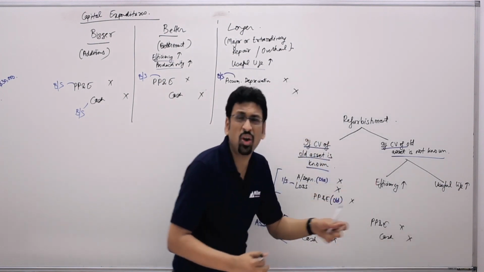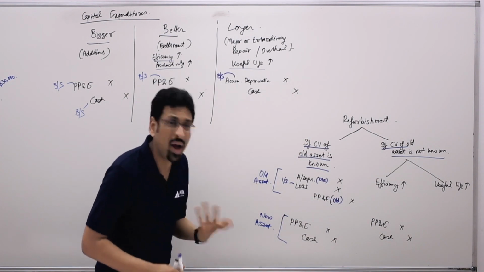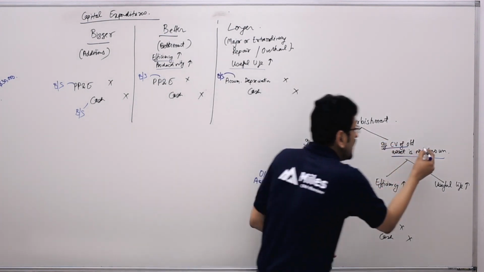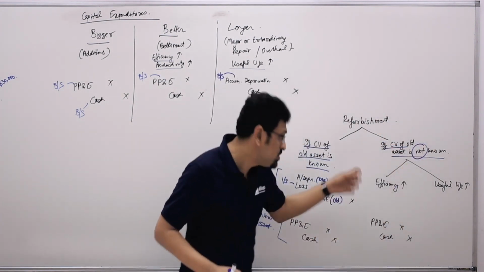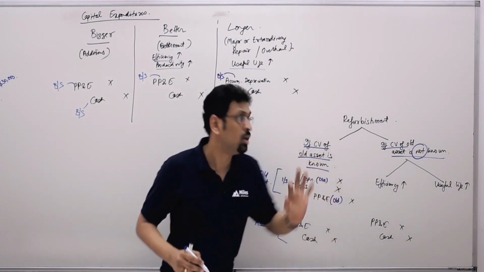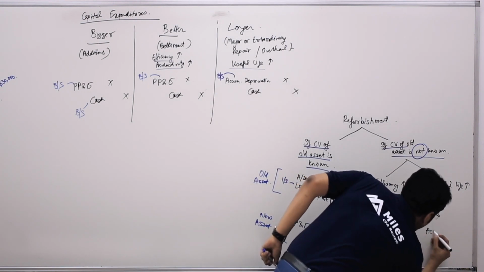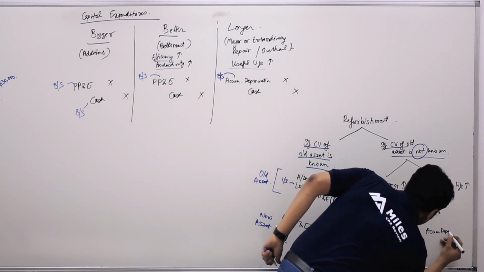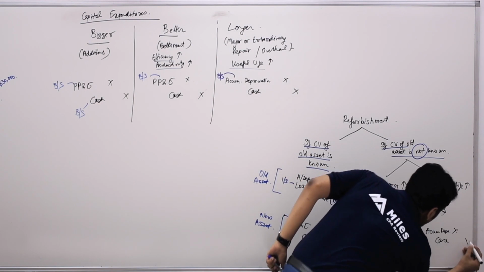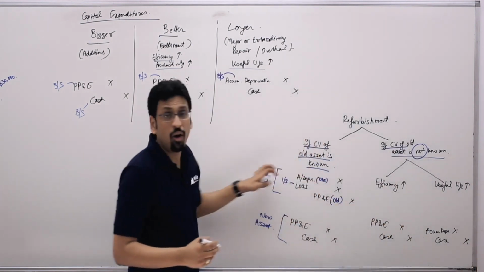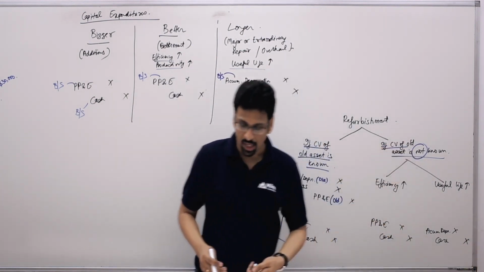Now guys, in this case, we are not taking the old asset off. Why? Because we do not know the carrying value of the old asset. We just take the new asset in. If useful life is increasing, reduce accumulated depreciation. Again, you're not taking the old asset off because you do not know the carrying value.